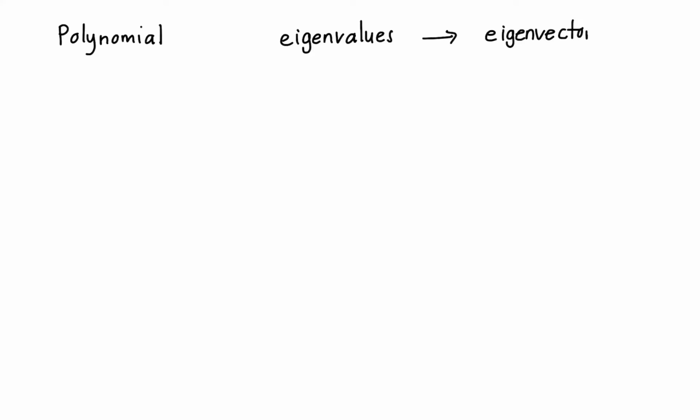For the polynomial method, the method was we find the eigenvalues, and from there we calculate the corresponding eigenvectors. Now in the power method, it's the other way around. We first find our eigenvectors, and from there we determine the eigenvalues. So it's the other way around.